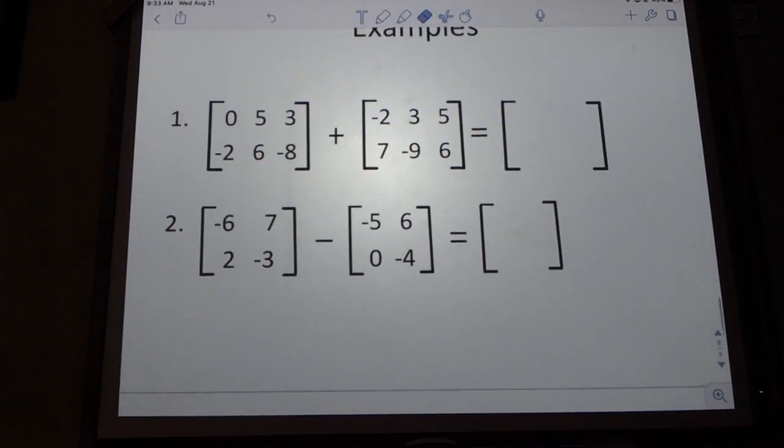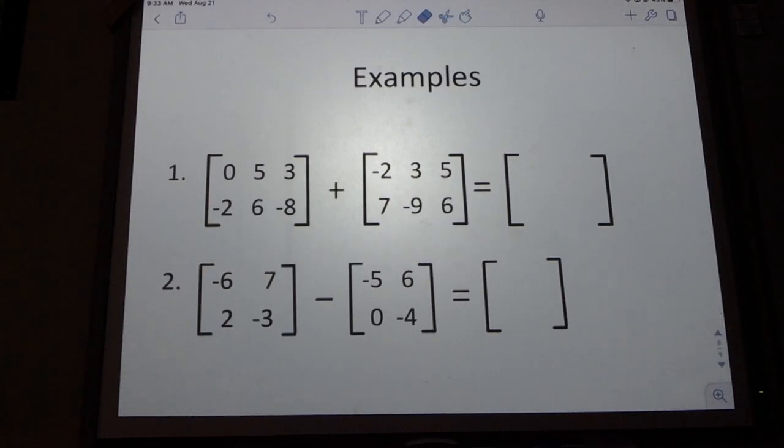Okay? So here are two examples. What we're going to do, instead of seeing all these numbers and getting overwhelmed, we're viewing one at a time. So just top left with top left. If I add those two together, what do I get? -2. Top middle to top middle, 8. Top right, top right, 8. Bottom left to bottom left, 5, and then -3 and -2. Okay, adding them is pretty easy.